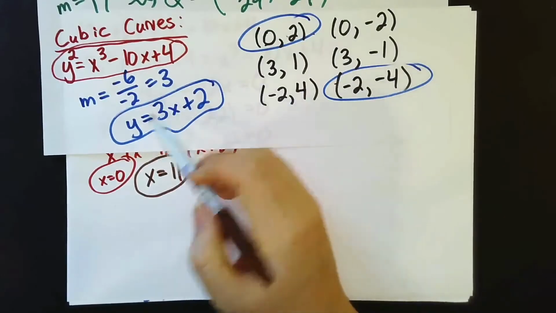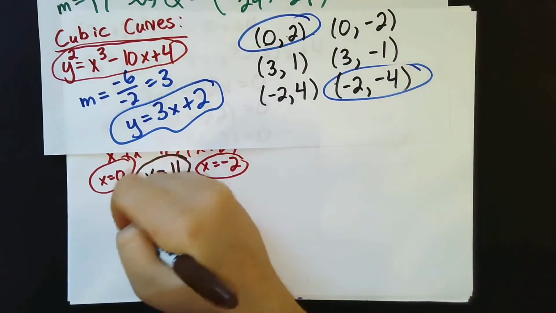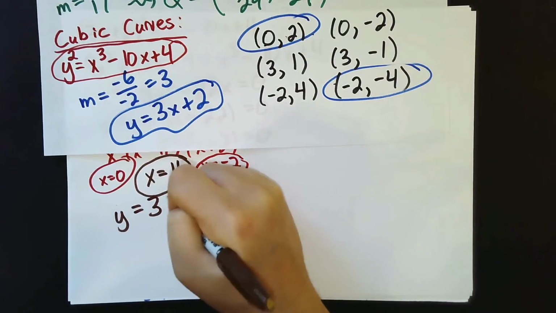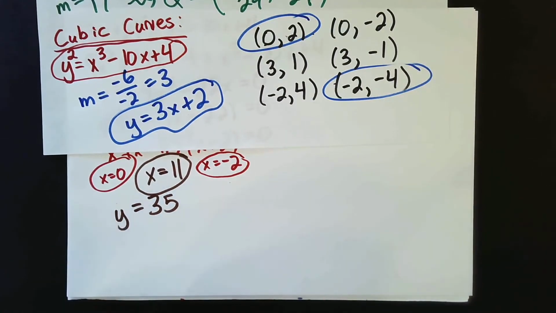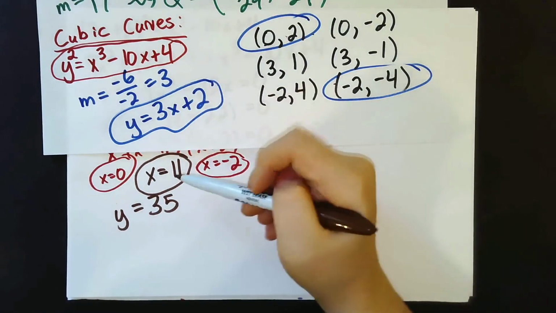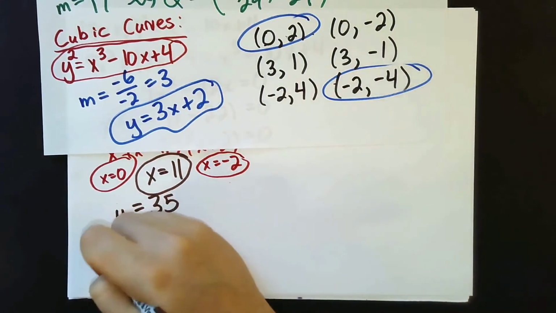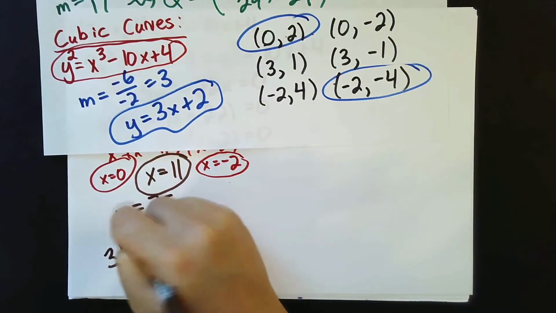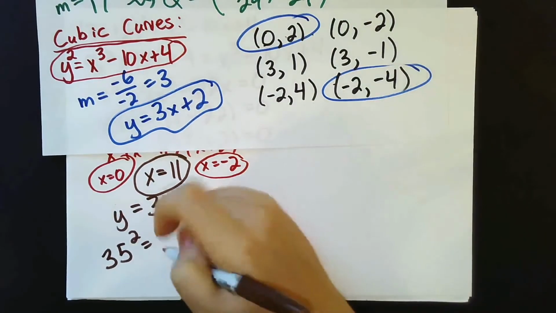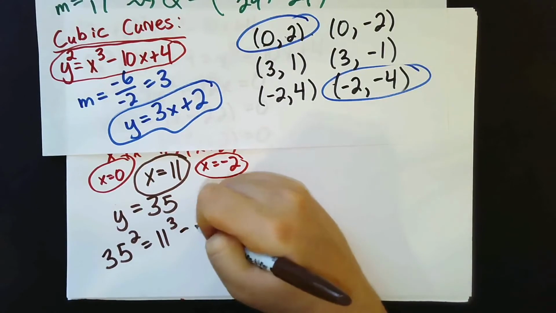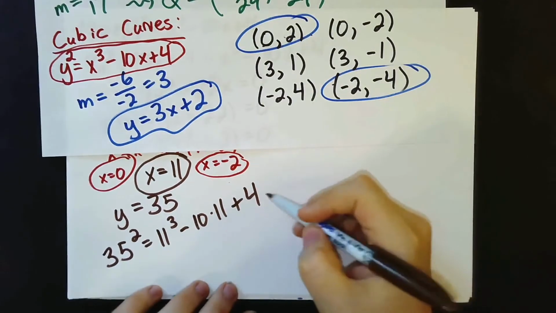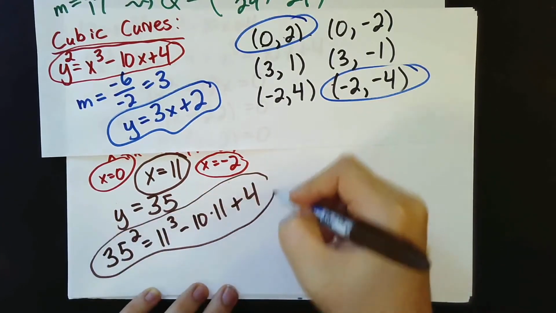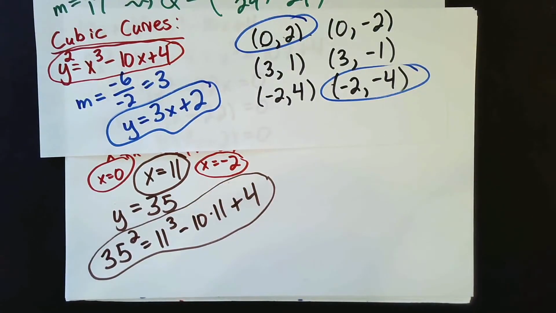And that should correspond to a y that should be given by my y equals 3x plus 2. So that is to say y should be equal to 35. So what we seem to be claiming here is that 35 squared is surprisingly the same number as 11 cubed minus 10 times 11 plus 4. And that's a neat fact, that if the last fact did not impress your friends at parties, this definitely will.